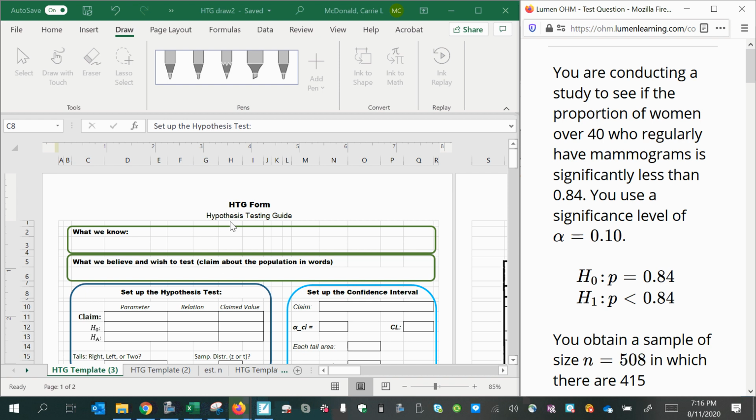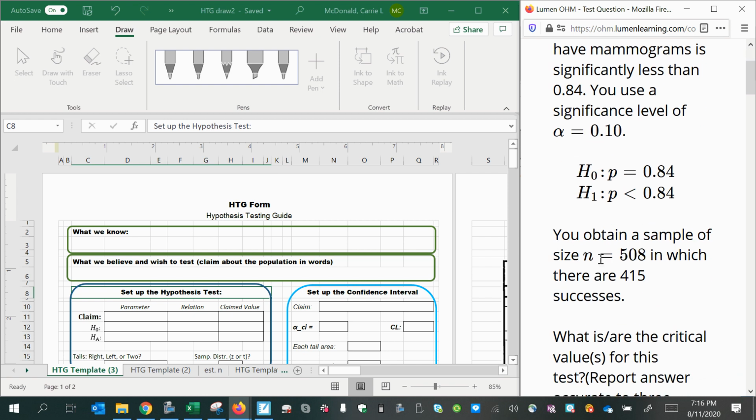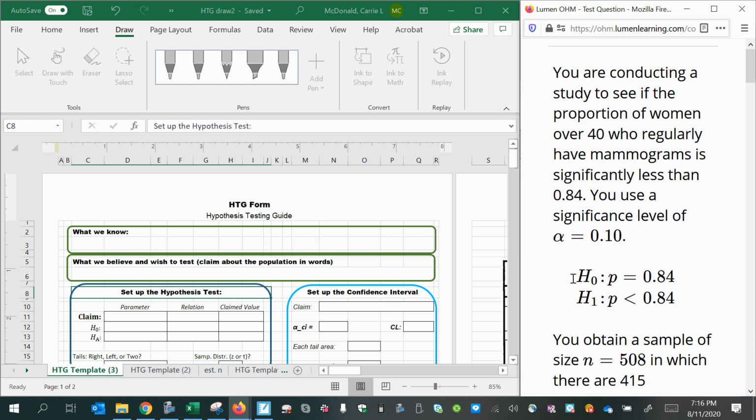In this video, we'll learn how to use the HTG form to go through an entire hypothesis test. We have an example here that says you are conducting a study to see if the proportion of women over 40 who regularly have mammograms is significantly less than 0.84. You use a significance level of 0.10 and obtain a sample of size n equals 508, in which there are 415 successes. So the hypotheses are already given here, but we're going to do this as if that part of it wasn't done for us so we can see the whole process from start to finish.